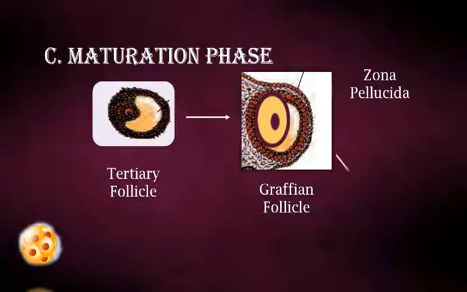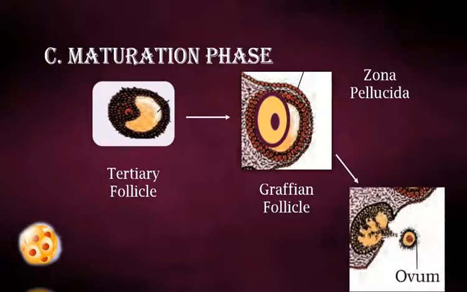The Graafian follicle now ruptures to release this secondary oocyte, also known as the ovum, from the ovary by the process known as ovulation. What is left of the Graafian follicle after release of the ovum is known as corpus luteum.